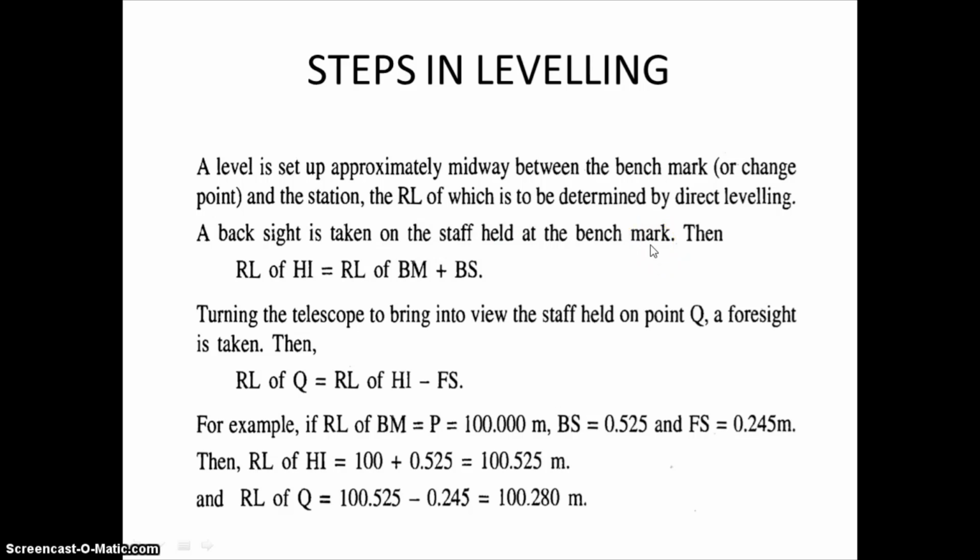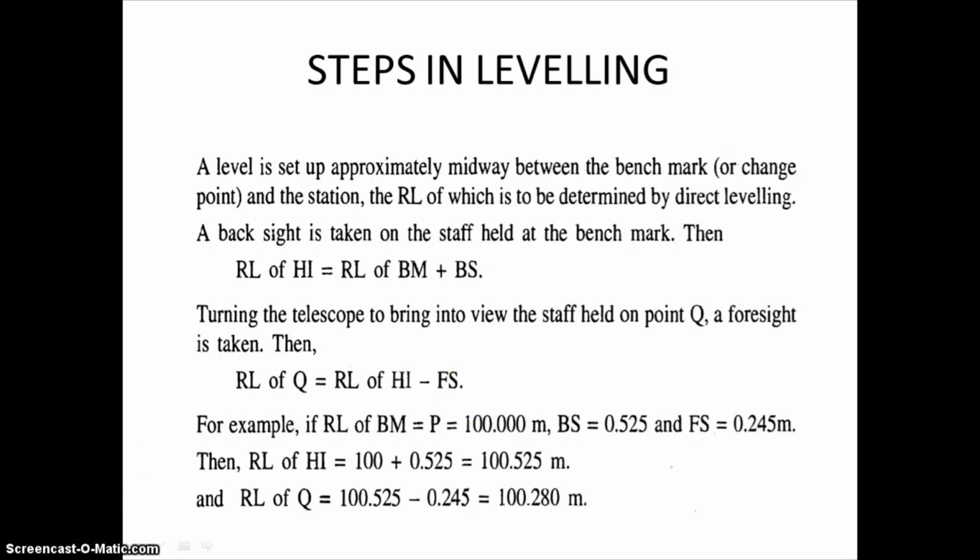As I told you, whenever we start our leveling operation, we put our staff on a point of known RL, that is the benchmark, and that first reading is called backside. So how will you calculate RL by HI? Height of instrument is RL of benchmark plus backside. Turning the telescope to bring into view the staff held on point Q, that will be your last reading. So foresight is taken. If you want to find the RL of that particular point Q, you have to deduct your foresight value from the RL of HI. So RL of HI minus foresight.